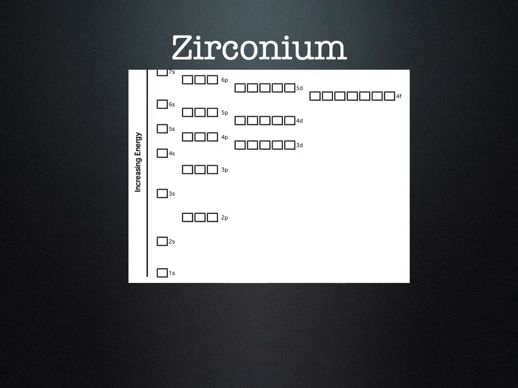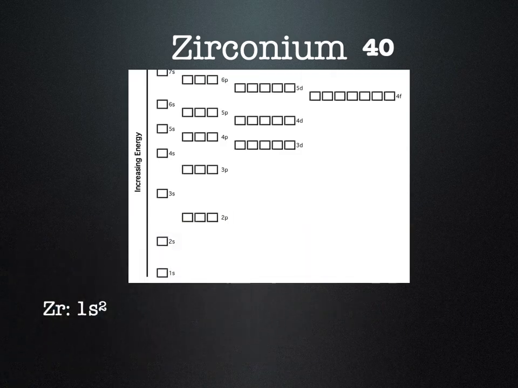Okay, hopefully you did that. Let's go ahead and take a look at it together. We're trying to get 40 electrons for zirconium. The element symbol for zirconium is Zr. Again, you can just kind of count up the boxes: 2, 4, 6, 8, 10, 12, 14, 16, 18, 20, 22, 24, 26, 28, 30, 32, 34, 36, 38, and then there will be 2 more electrons in the 4d.